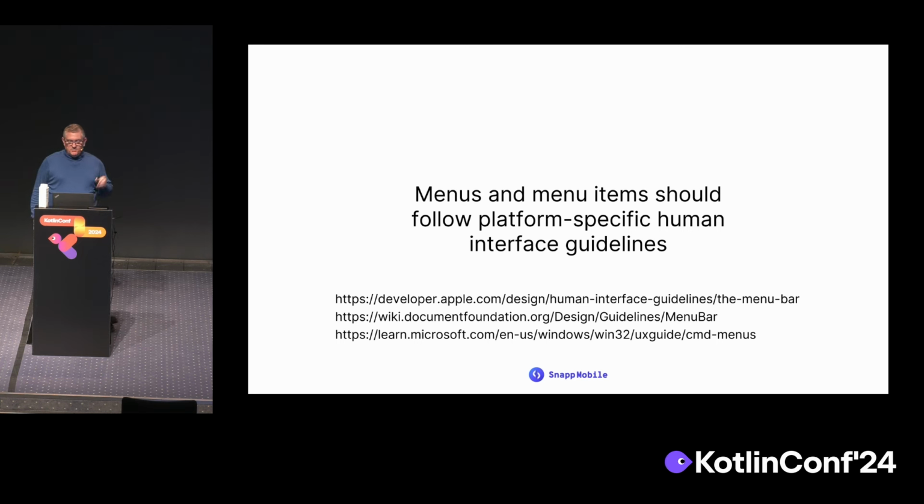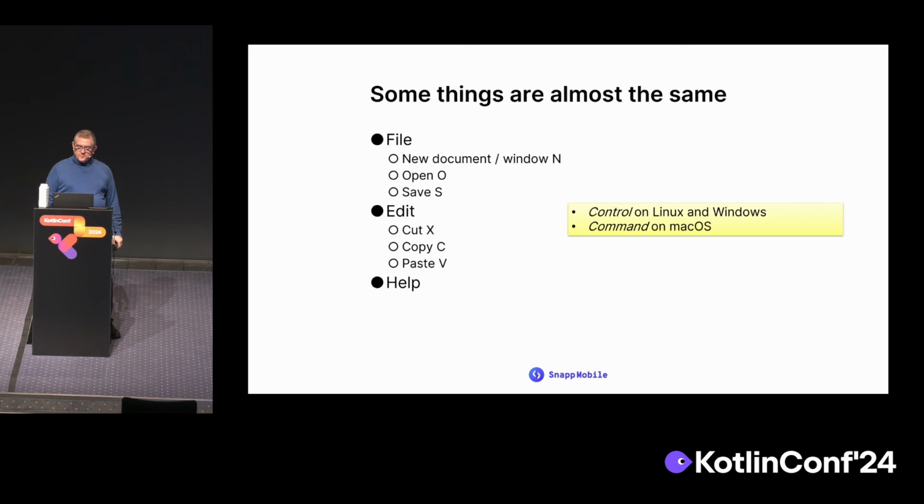Before I answer that question, please keep in mind that menus and menu items should follow platform-specific human interface guidelines. I have linked the resources for your convenience, and at the end of the slides, you will see where you can download the repositories that relate to the sample, and where you can also get the slides. Now, one more slide, and then I'll show you why you need the conditions. Fortunately, most of the time on the three platforms, the menus share a lot of the same things.